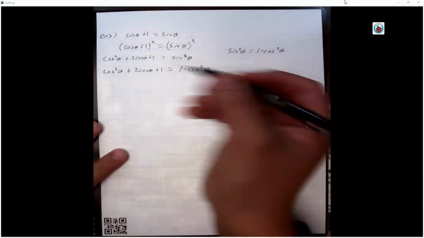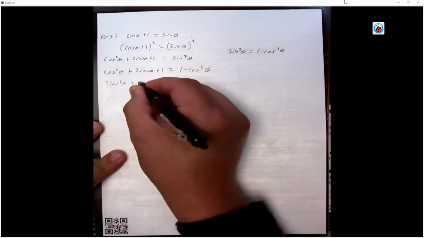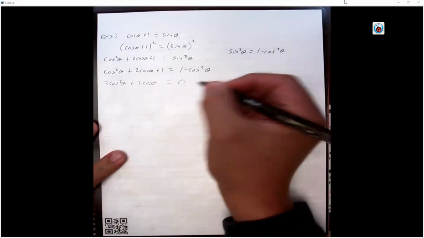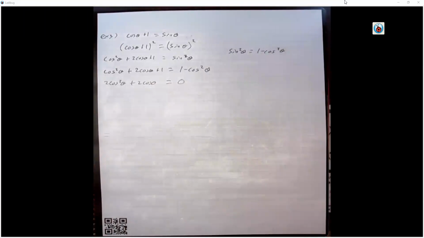So I'm going to move everything to the left side. So give me this. The ones will cancel. Cosine squared plus cosine squared gives me 2 cosine squared.